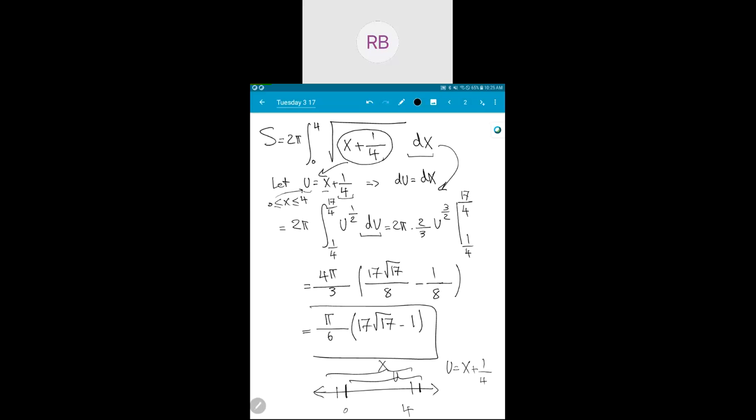I mean, if you don't want to change the limits, in this step right here you can substitute u back. Just substitute u back and go ahead and put 0 to 4. So in that case it would be 2 pi times 2/3 times x plus 1/4 raised to the 3/2, from 0 to 4. If you plug in 0 and 4, you get the same thing, right?